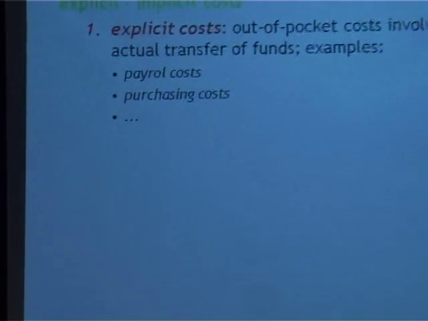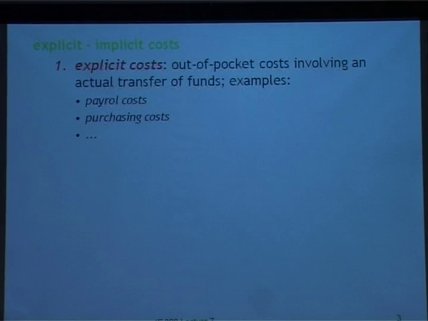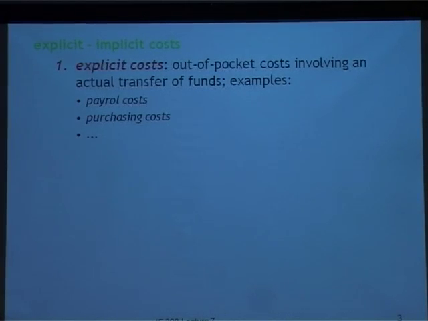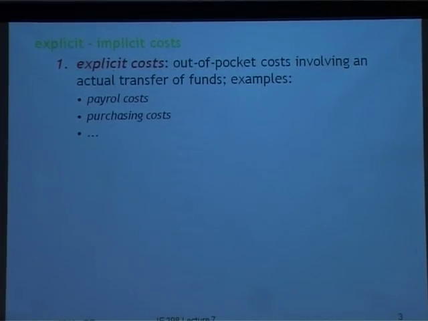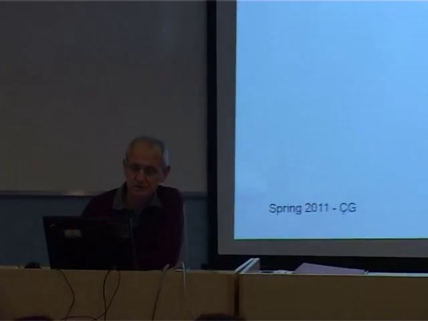First, the explicit-implicit division. Obviously, the explicit, I think we are familiar with these. An explicit cost is an out-of-pocket cost. When you incur an explicit cost, it means that money changes hands. Money is removed from your pocket to somebody else's pocket. It's an actual transfer of money. Examples: payroll costs. Payroll cost, labor cost is an example of it, purchasing cost, etc.